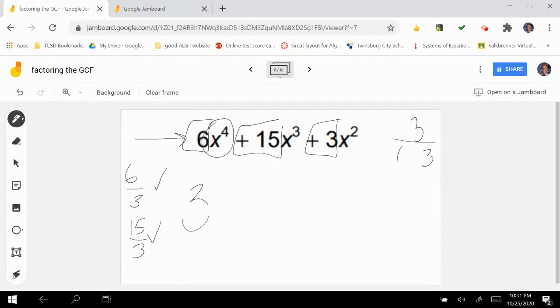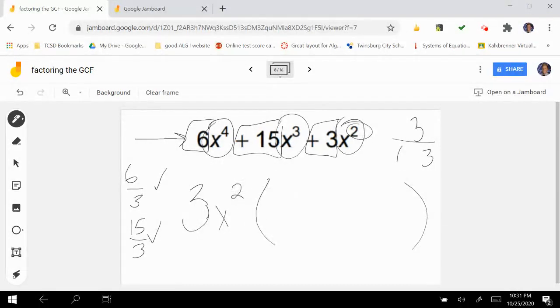This has 4 x's, x times x times x times x. This is x times x times x. And this is x times x. So the shortcut is look at your least amount of exponents there, and that's x squared. So I'm going to factor out an x squared.